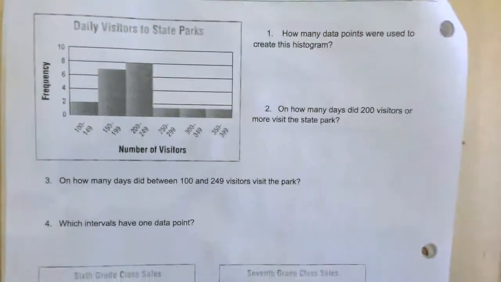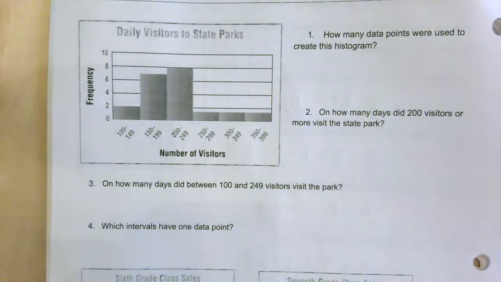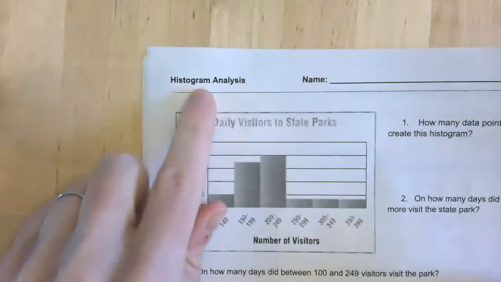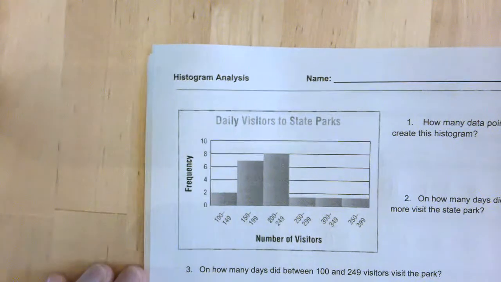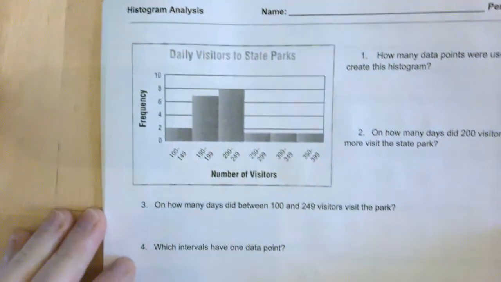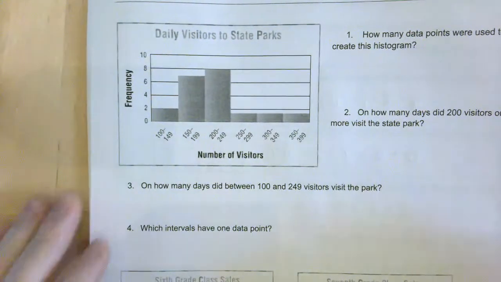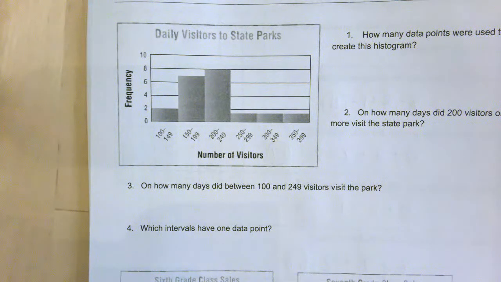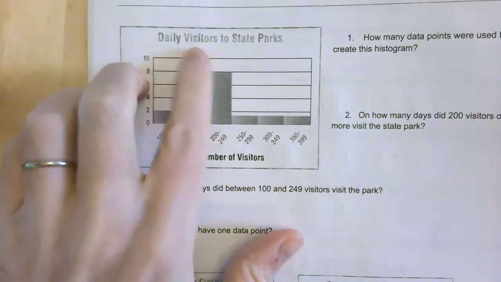Okie dokes, we're going to be on page 24 and we're going to be doing some histogram analysis. So that means we're going to be taking a look at histograms that have already been made, which is nice. And we're going to be using the information from the histograms to help us answer a variety of different questions. And we're actually going to start out with a histogram that may look somewhat familiar. This is daily visitors to state parks.